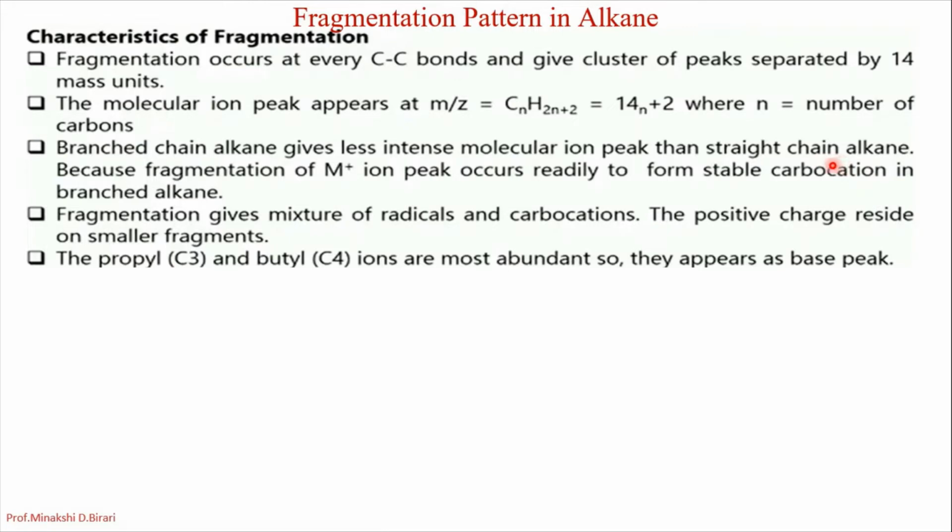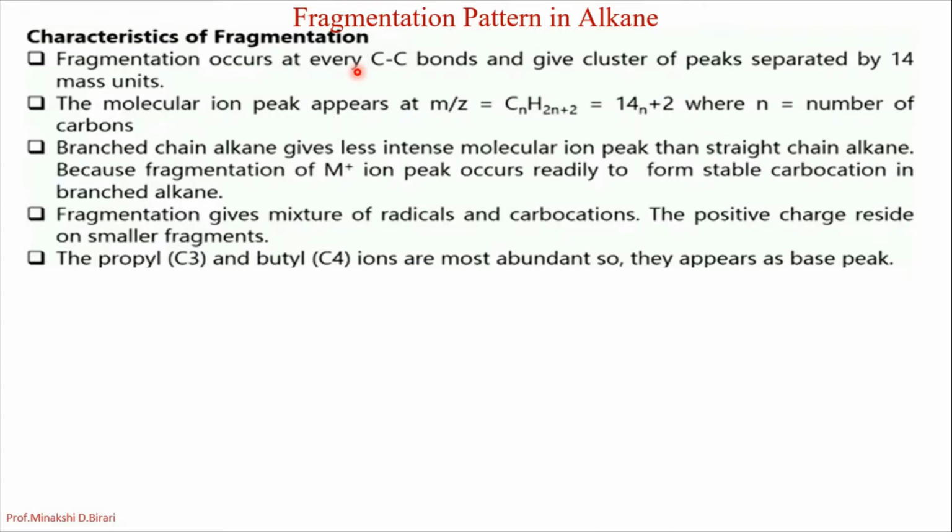We know that the cleavage occurs at the branching point, or also at the alkyl substituted carbon atom. So in branched chain alkane, cleavage occurs more readily than in straight chain alkane, and when the cleavage occurs, it gives the stable carbocation. Therefore, the molecular ion of branched chain alkane is converted to stable carbocation very fast. Therefore, the molecular ion in case of branched chain alkane is less stable as compared to straight chain alkane.